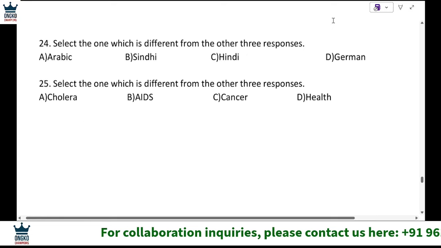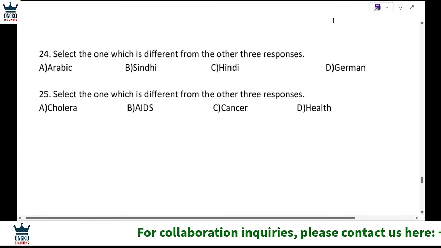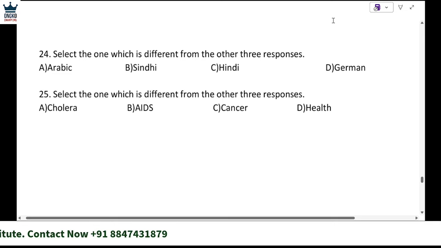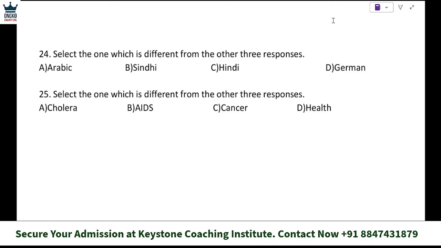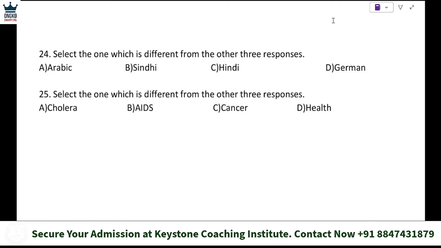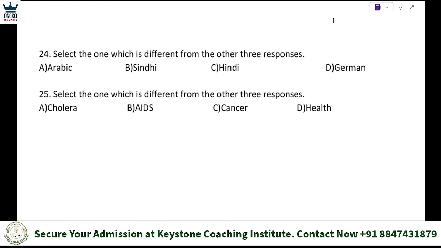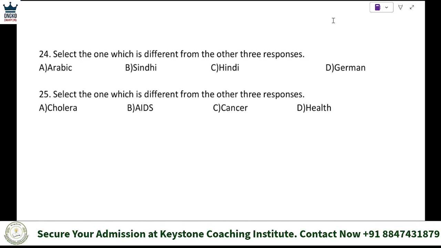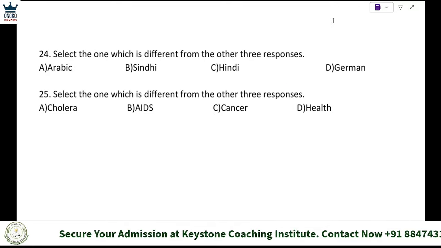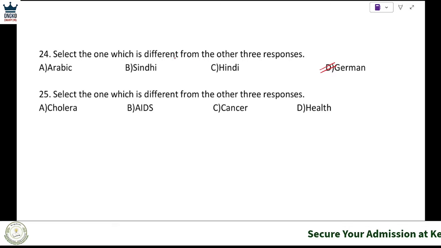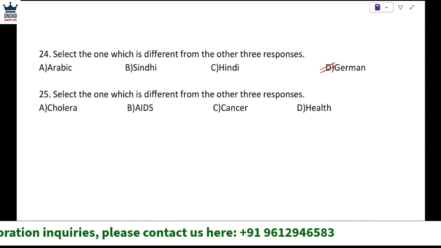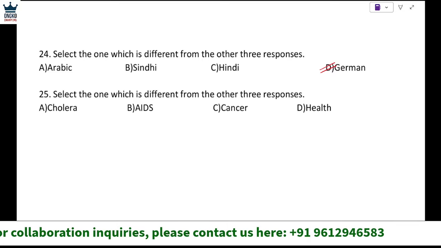Next one. So this is from classification. Select the one which is different from the other three responses. We have Arabic, we have Sindhi, and Hindi, German. Now if you look very closely, this is related to language, right? Now German is the answer. Why? Because Arabic, Sindhi, and Hindi are regarding what? Asia continent or no? Asia continent languages too. German is what? Different continent, so German is the answer.